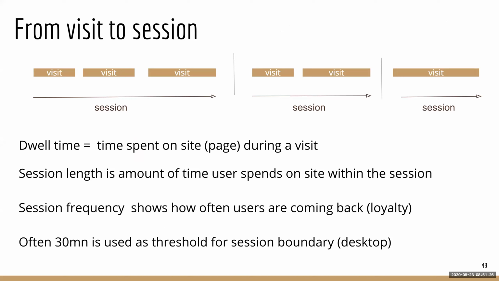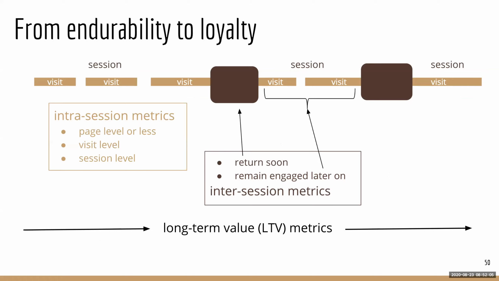A 30-minute threshold tends to be used, although there's more research, for example, in other types of application. So the dwell time is often the time spent on a site or a page during a visit, and the session length is the amount of time users spend on site within the session. And session frequency shows how often users are coming back. And this is a notion of loyalty. So again, this is a session, the number of visits within that session, and then there's a next session, and then there's a next session. And this is where we start to get a good understanding about user engagement.